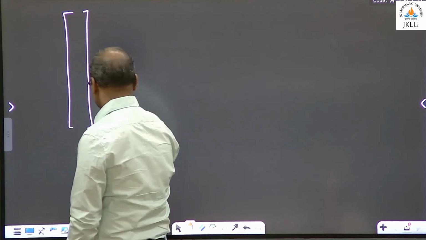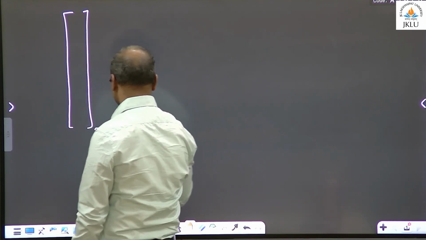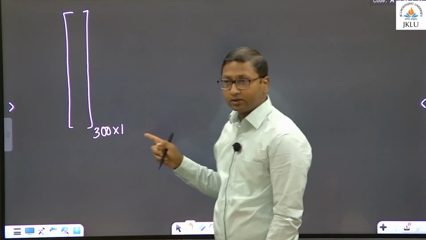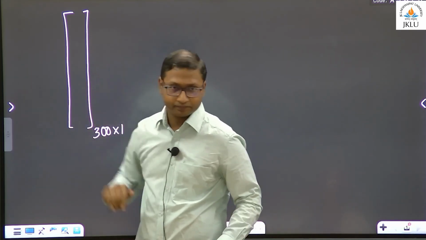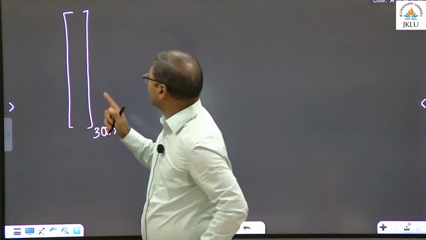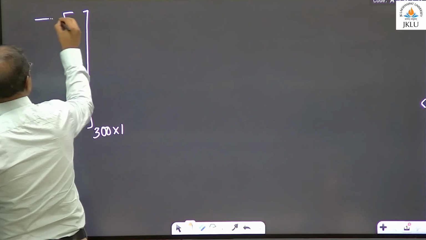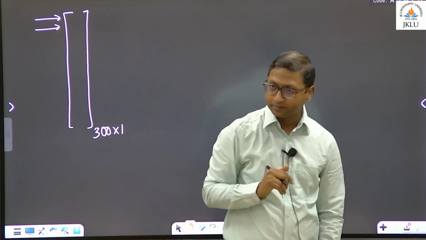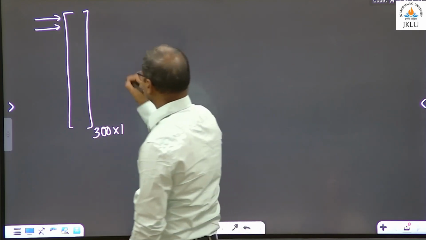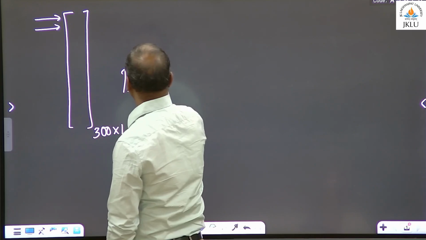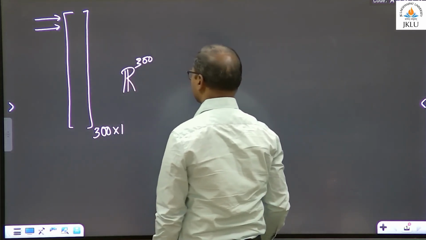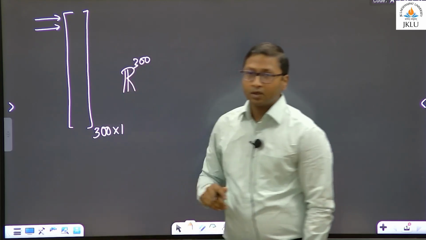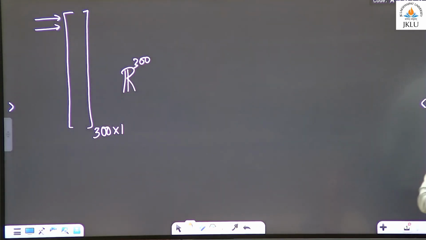So let us say this is a 300 cross 1 word embedding learned using word2vec or whatever. Okay. Now, what do you think? What will be the first axis? What will be the second axis? So this is a 300 dimensional thing, right? So if this is a 300 dimensional thing, can you tell me what each axis is representing?